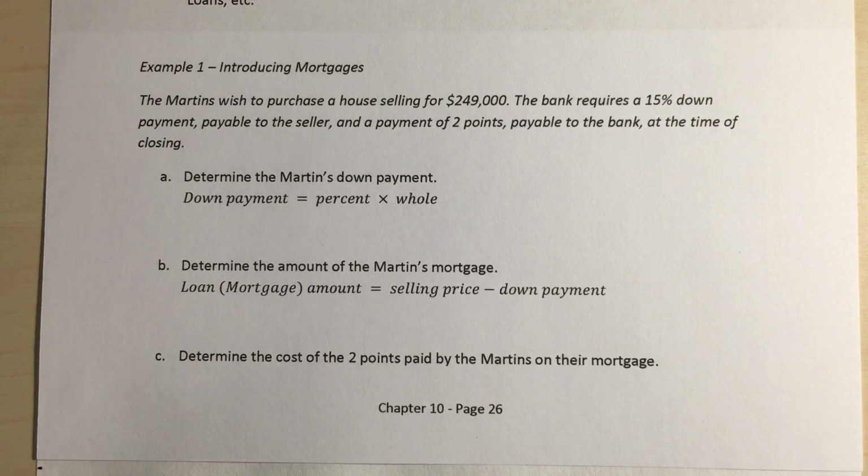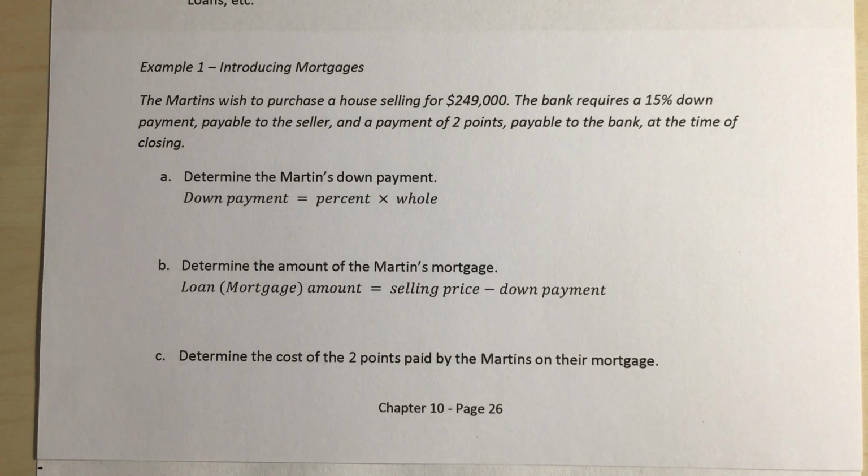Right. In this first example then, the Martins wish to purchase a house selling for $249,000. The bank requires a 15% down payment payable to the seller and a payment of 2 points payable to the bank at the time of the closing. Right, so we're asked to determine a few different things.